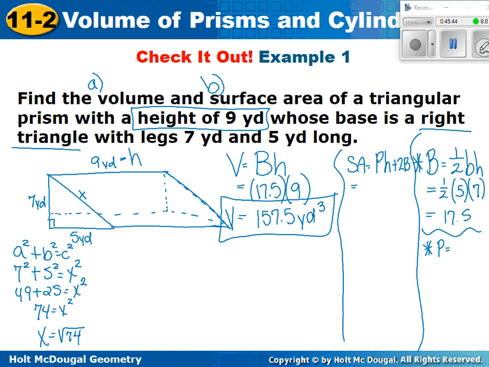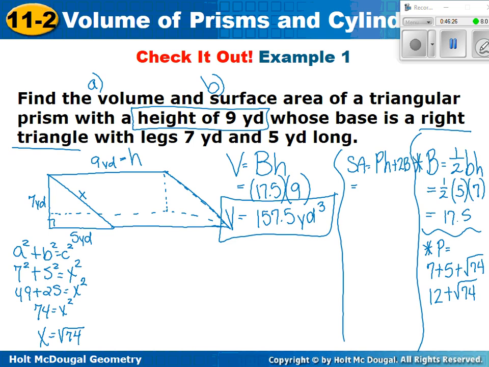So that's not our answer, so we're not going to plug that into our calculator yet. Remember that we don't want to round until the very end. So perimeter will be 7 plus 5 plus square root of 74. We can simplify that just a little bit. What could we add? 7 and 5, what's 7 plus 5? 12, so we have 12 plus the square root of 74. Remember that you cannot add those because they're not like terms. So now we're ready to plug that into our formula.